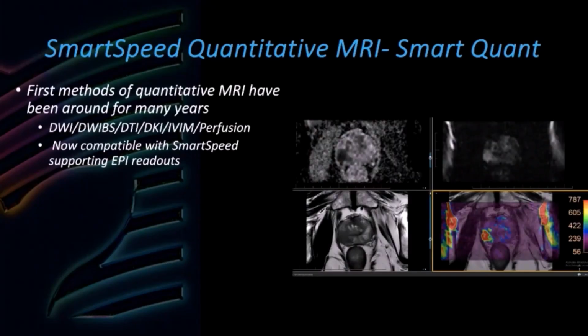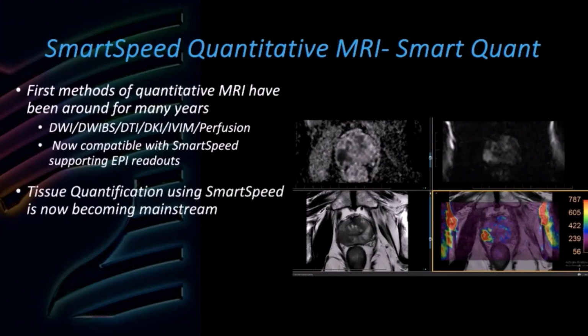Okay, so the first methods of quantitative MRI have been around for a very long time. We've known DWI and DWIBS and DTI for a very long time, and it's something we really haven't thought of as quantitative, but it's really where it all began. It's now compatible with SmartSpeed, now supporting EPI readouts, so it's really improving the quality of this quantitative MR.